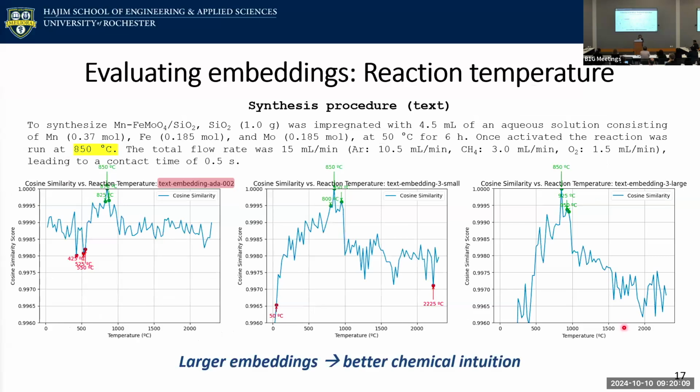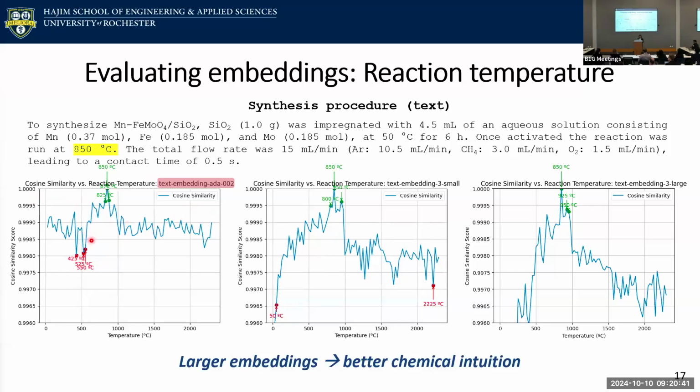What's interesting is we looked at these embeddings in a little bit more detail, where we have different sizes of the embeddings. And what we're doing here is we're taking the embeddings, we're just changing the temperature, and we're looking at how the size of the embedding affects the cosine similarity of these embeddings. So for example, if we have an experiment that's run at 850 C, other experiments that are close in temperature should have a high cosine similarity score.